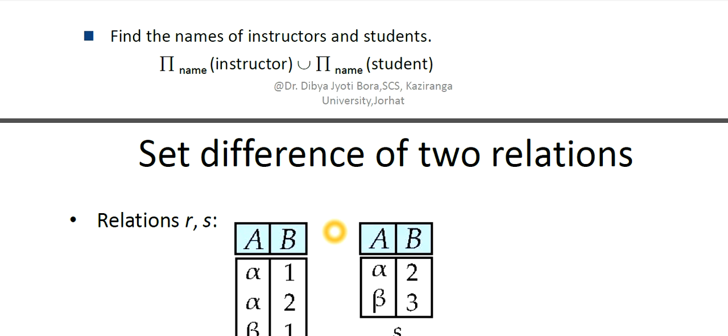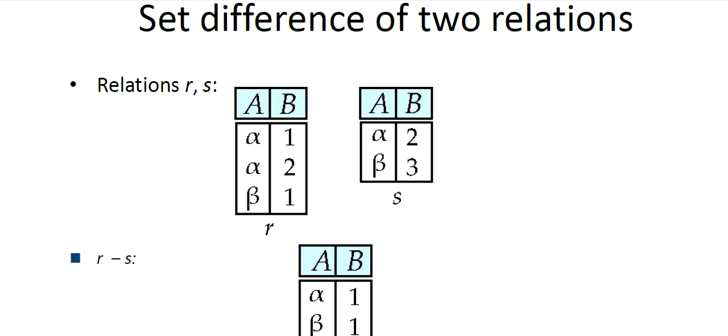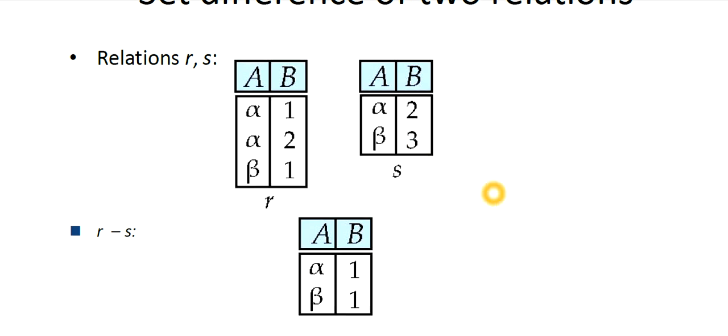Then set difference of two relations. Say the same relations we are considering, and R minus S will be what? The tuples that belong to R but do not belong to S. R minus S is alpha 1, beta 1. But I'm not considering this alpha 2. Why? Because alpha 2 exists in S also. I have to consider only those tuples which exist in R but don't exist in S. So that is the result.